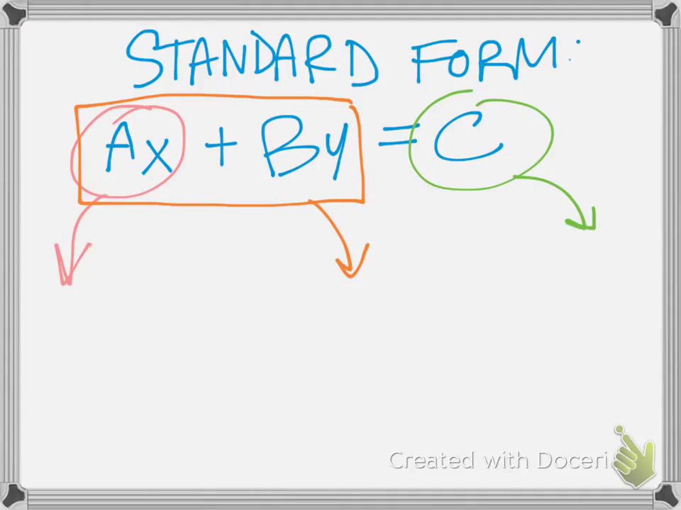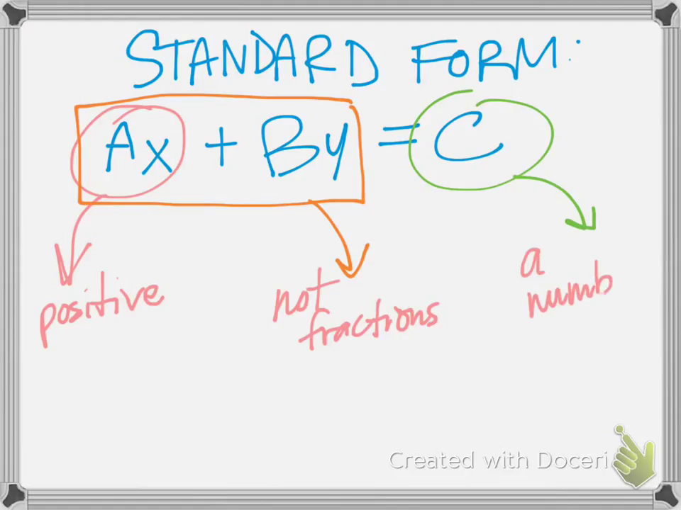This is what standard form looks like: A times x plus b times y equals c. Things to remember about standard form. A will always be positive. A and B will always be not fractions, both of them, if you're in a good standard form. And C will always be a number. It's called the constant.